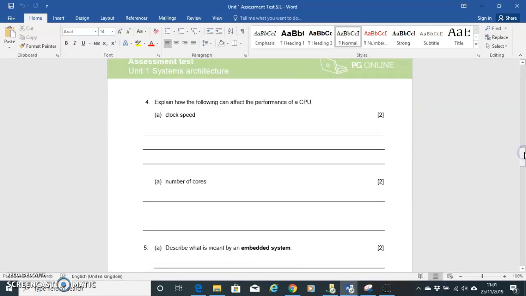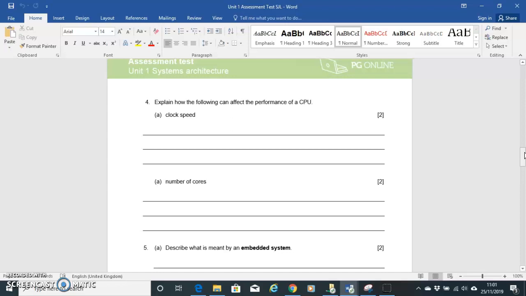On to question 4. Explain how the following can affect the performance of a CPU. When you get questions like this, you need to explain first of all what the factor is, and then second of all how it will affect the performance. And some of you missed out one part of that or another. So some of you were able to correctly tell me, for example, that the higher the clock speed, the faster the CPU will perform, and you got 1 mark for that, but you weren't able to tell me why. You weren't able to tell me what the clock speed actually is.